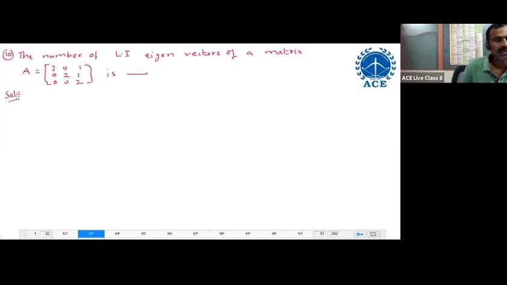Here it is an upper triangular matrix. Because it is upper triangular, we can directly write the eigenvalues. Eigenvalues are the diagonal elements 3, 2, 2. But all eigenvalues are not different. One eigenvalue is different from these two. So out of 3 eigenvalues, one eigenvalue is repeated 2 times. Whenever an eigenvalue is repeated, we cannot directly say the number of independent eigenvectors. In this case, we require the formula. That formula is given by the last property.